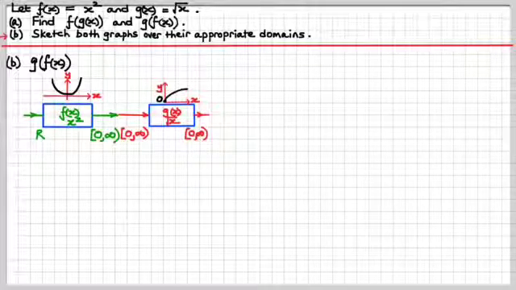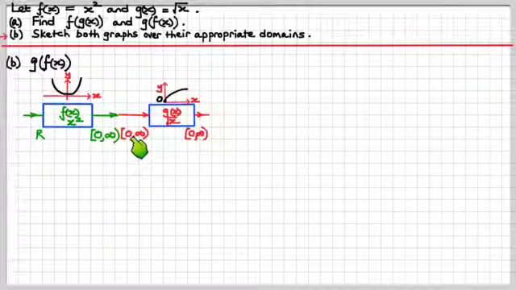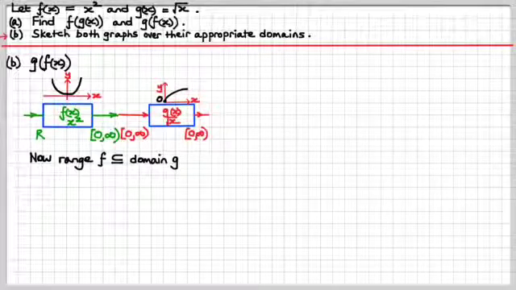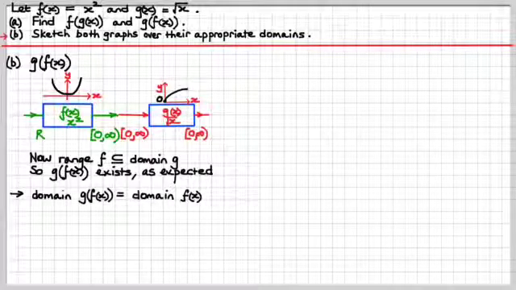Okay, so even though this guy's a fussy function, we've got a hand-in-glove situation over here where there's complete compatibility. This guy's range is completely and wholly contained within, or actually coincides with, in this case, the domain of this guy. Yeah? Okay, so we just put that in words. The range of f is wholly contained within the domain of g, and therefore g of f of x exists as expected.